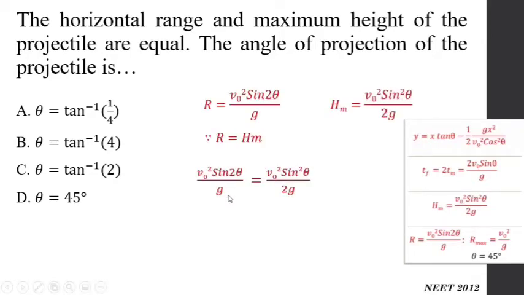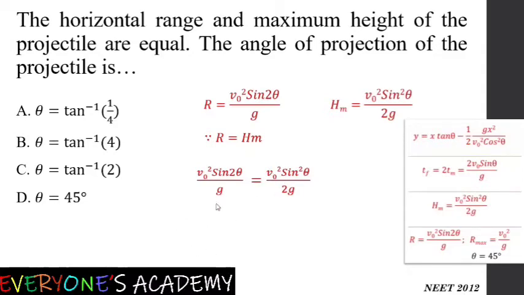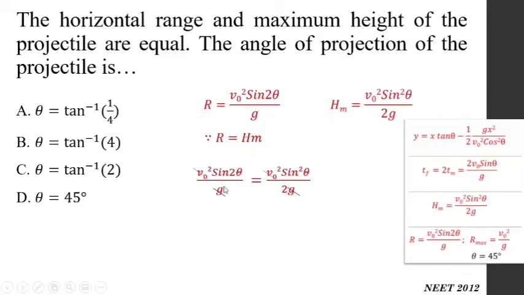V0 square sin 2 theta by g equal to V0 square sin square theta by 2g. So in this equation, this V0 square and V0 square will get cancelled, whereas this g and this g will get cancelled. Here you can see this. Now let us expand this. Sin 2 theta equal to 2 sin theta into cos theta, and this term will remain as it is, sin square theta by 2. In this, now sin theta will get cancelled with the sin square theta, and this becomes 4 equal to sin theta by cos theta. This is nothing but tan theta equal to 4, and theta will be equal to tan inverse of 4. So option B is correct.